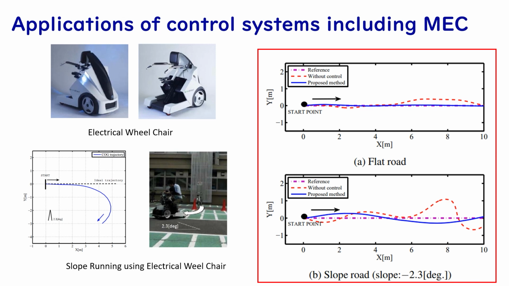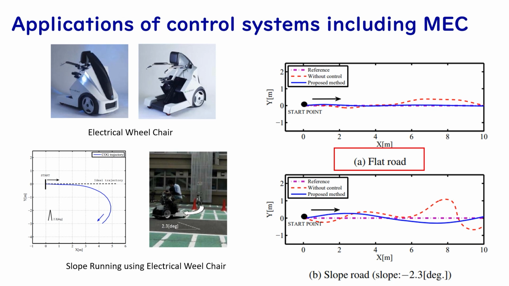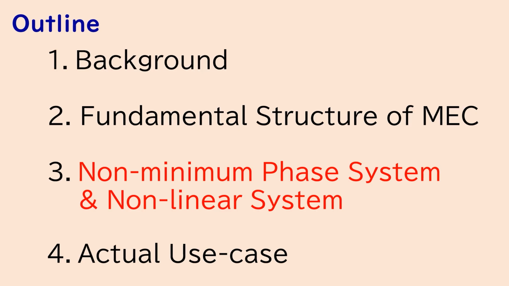These figures show the case of human manipulating. The upper figure shows the case of a flat road, and the bottom figure shows the case of a slope road. The red dotted line shows the case without control, and the blue line shows the case of the proposed method. We can find a human can manipulate the electric wheelchair with the model error compensator. Then we show non-minimum phase systems and nonlinear systems.